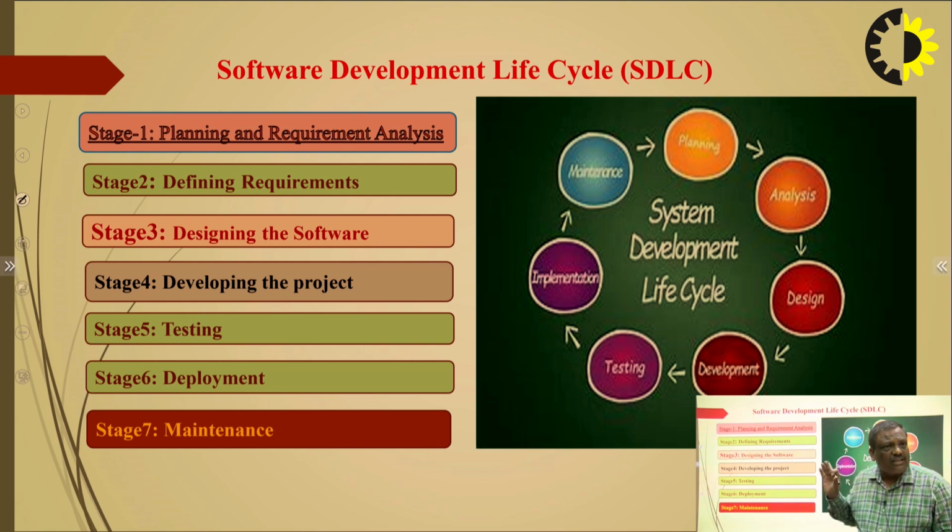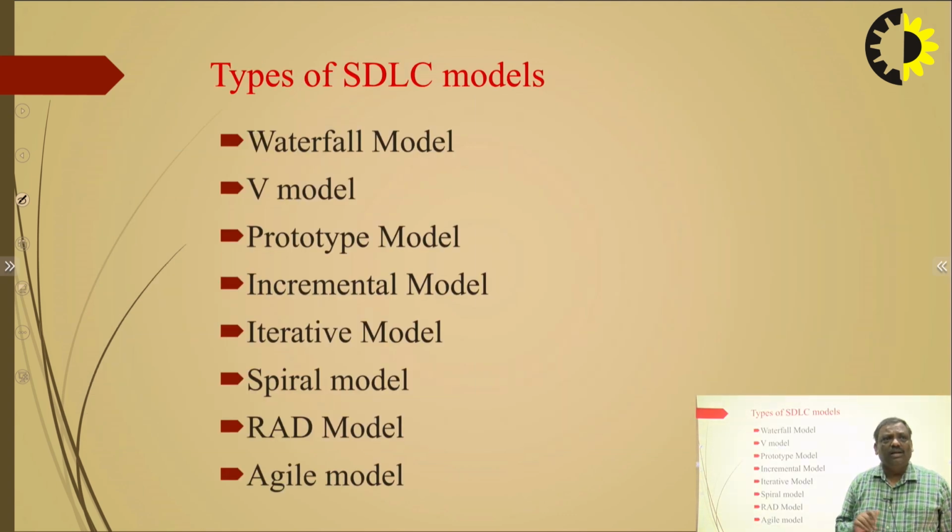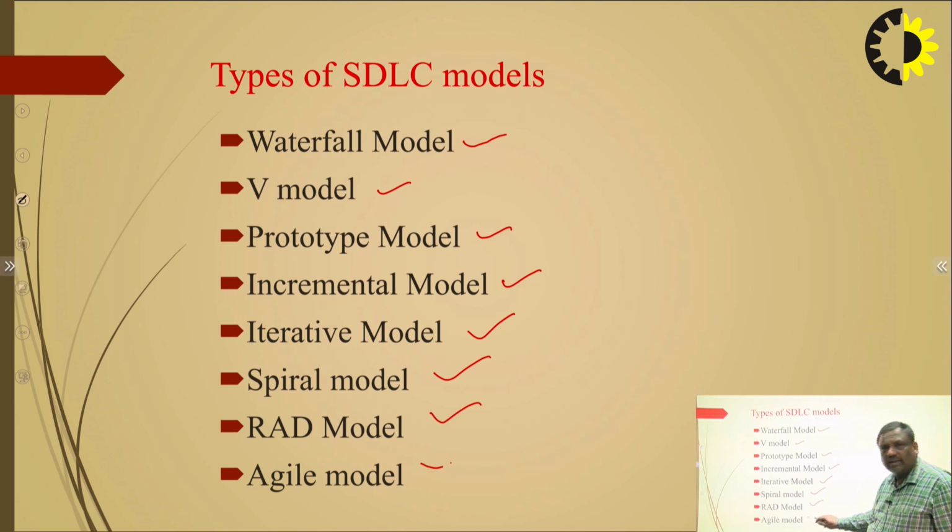So these are the simple phases, and these are known as SDLC models. We have a number of SDLC models, which we can understand one by one: waterfall model, V model, prototype model, incremental model, iterative model, spiral model, RAD model, and Agile model.